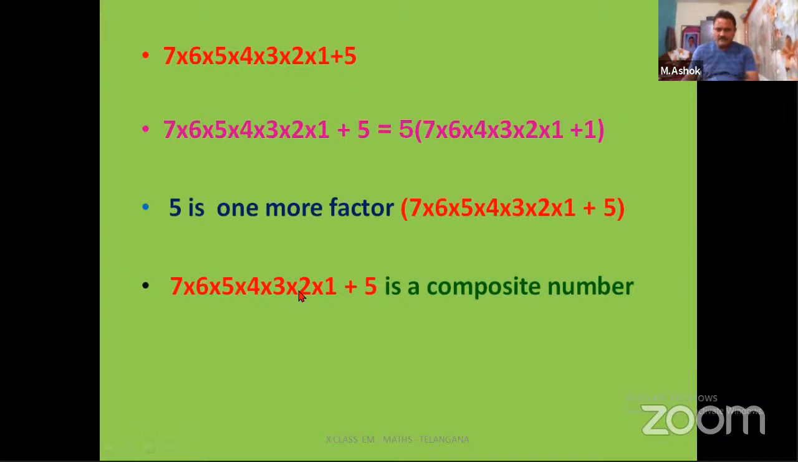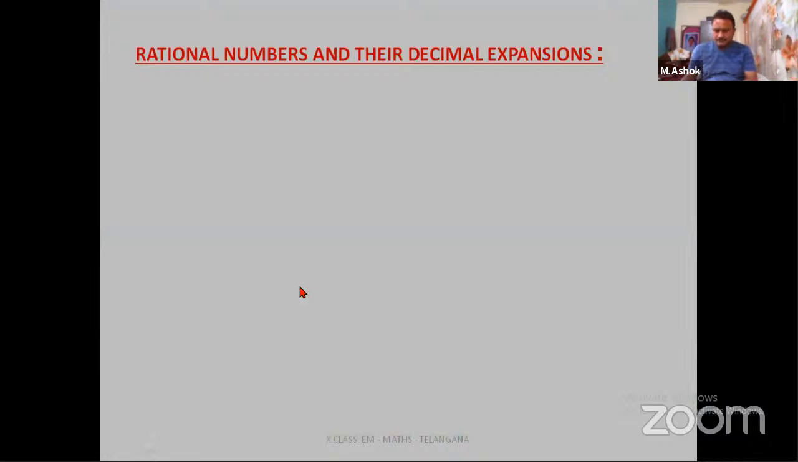So try this one. Now comes the next topic, rational numbers and their decimal expansion. The remaining sums in exercise 1.2 I am giving as homework. So my dear students, all of you practice, and if you have any doubt, ask your teachers. Okay. Now rational numbers and their decimal expansions.